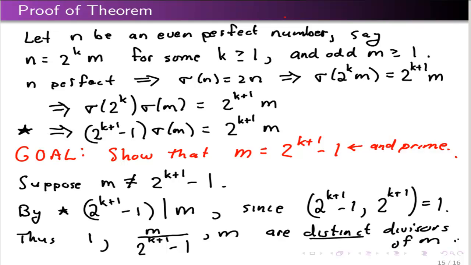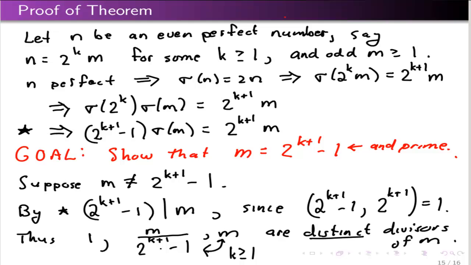One, m over 2^(k+1) − 1, and m are distinct. Why are these distinct? Well, we've made the supposition that m doesn't equal 2^(k+1) − 1. So this does not equal 1, in other words. And then going on right here, how come these two are distinct from one another? That's because k is at least 1. So k being at least 1 means that 2^(k+1) − 1 doesn't equal 1. Okay, so these are all distinct divisors.